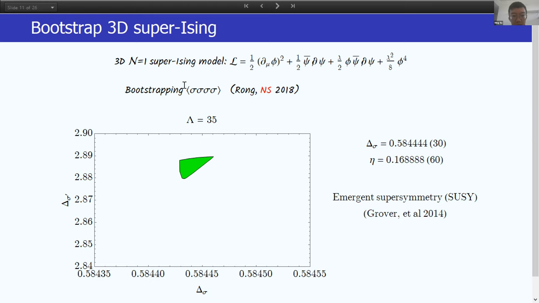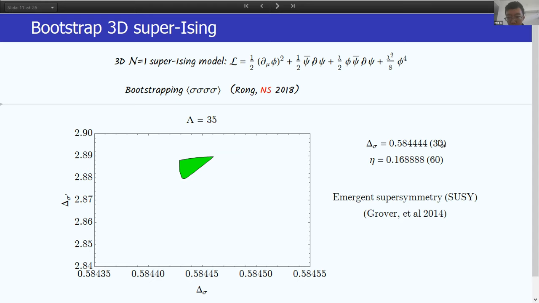So we consider the four-point function of sigma. Oh, sorry, here sigma is this phi. So sigma means this phi. And we put in the supersymmetric constraint. And we find this nice island. And here you can see this is the critical exponent measured from this island. The size of the island gives you the error bar.